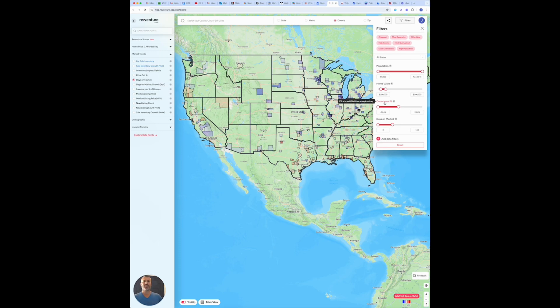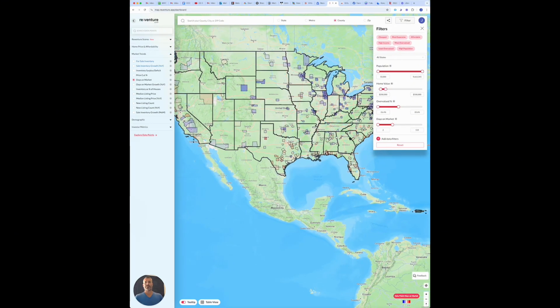Overvalued percentage. That's showing you today's current price versus what the housing market is historically telling us it should be at. I have that one being between minus 56% and 20% overvalued, so automatically eliminating markets that are 30, 40, 50% overvalued. And then days on market. I have this sitting here at 119 right now because I want to show how this app works.